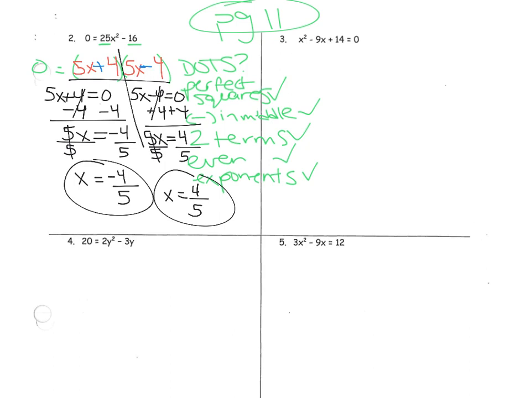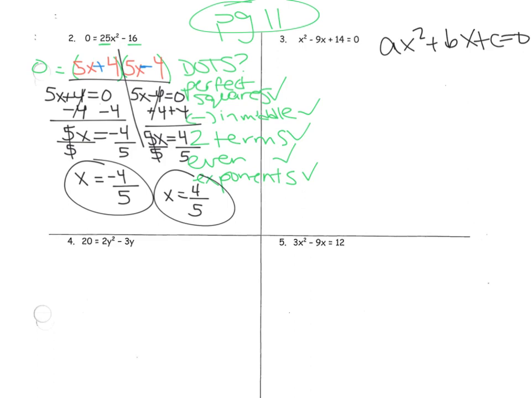And if you want extra practice, you can complete question 4 on here as well. So let's take a look at question 3. Again, is it in standard form? Does it look like ax squared plus bx plus c? And is it set equal to 0? Yes, it is. So we can factor this.